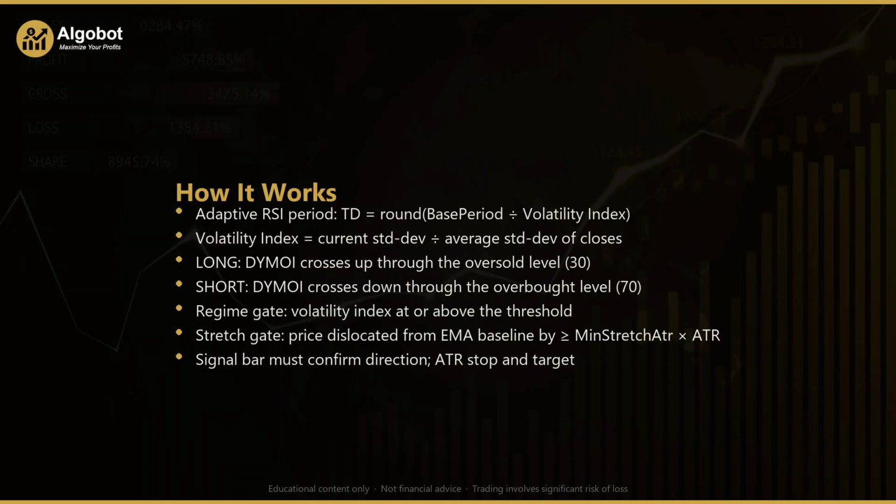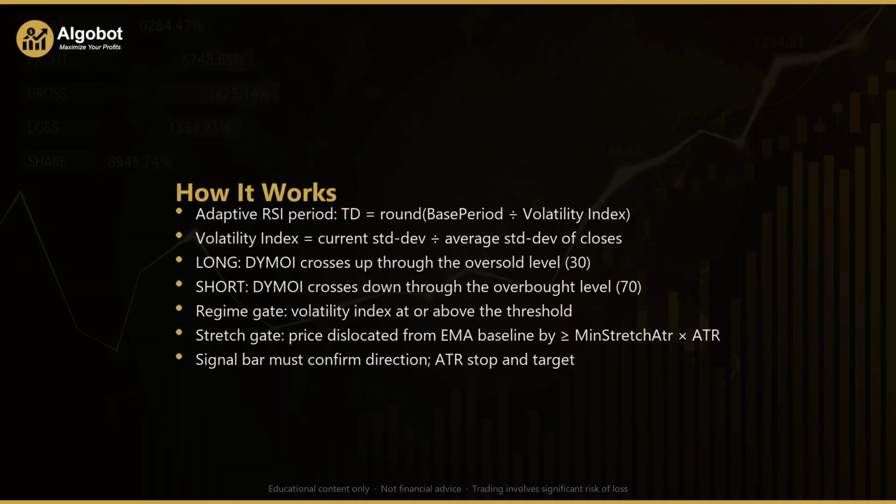That index sets the adaptive period. The strategy takes the base period of 14 and divides it by the volatility index, then rounds the result and clamps it between the MinPeriod of 5 and the MaxPeriod of 30. High volatility shrinks the period so the oscillator reacts quickly. Calm conditions lengthen it, so it smooths. Finally, it computes an RSI over that adaptive period. That's the DYMOI. Now for the entries.